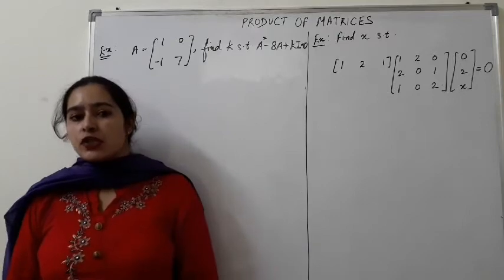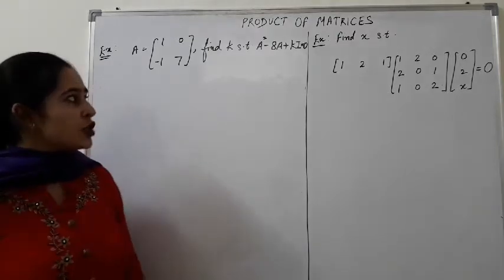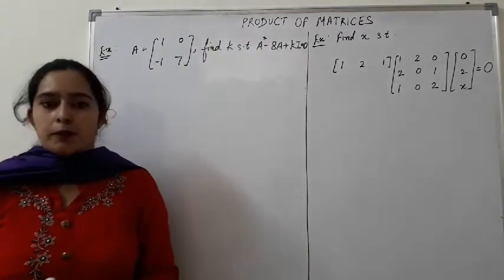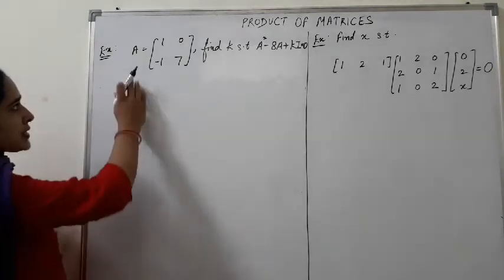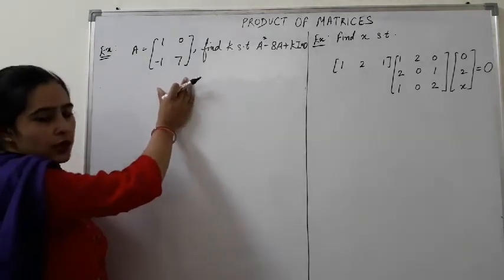In the previous lecture we had discussed the operation product of matrices. Now we shall discuss some more examples based on the product of matrices. Let us take the first example. We have a matrix A of this type. It is given to us.